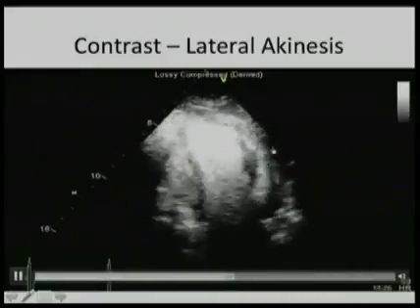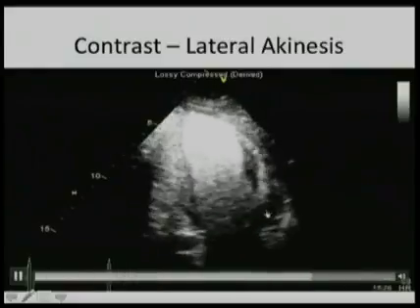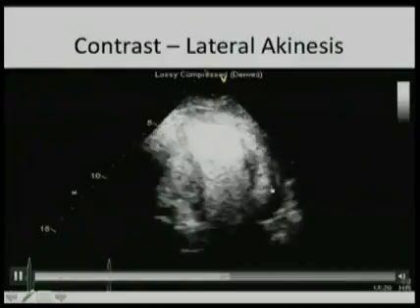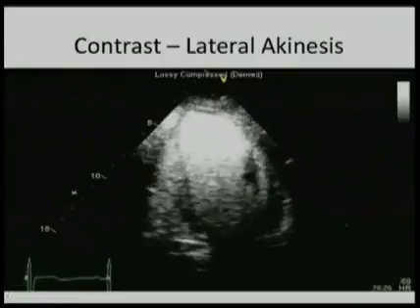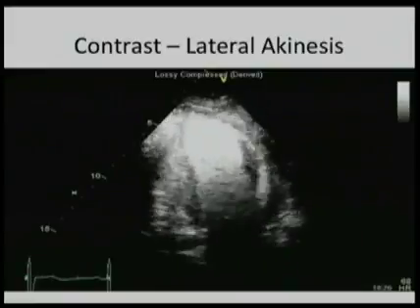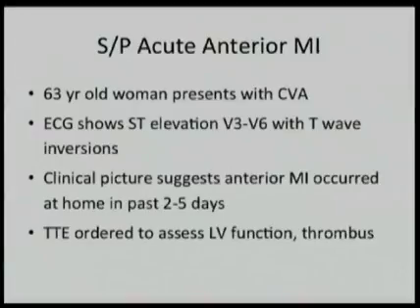But there's a perfusion defect here in this wall, and this patient had had a prior lateral transmural myocardial infarction. So this image allows you to see the akinetic segment. It allows you to see the absence of perfusion. And so this is a great reason to use contrast to help you to analyze wall motion abnormalities.